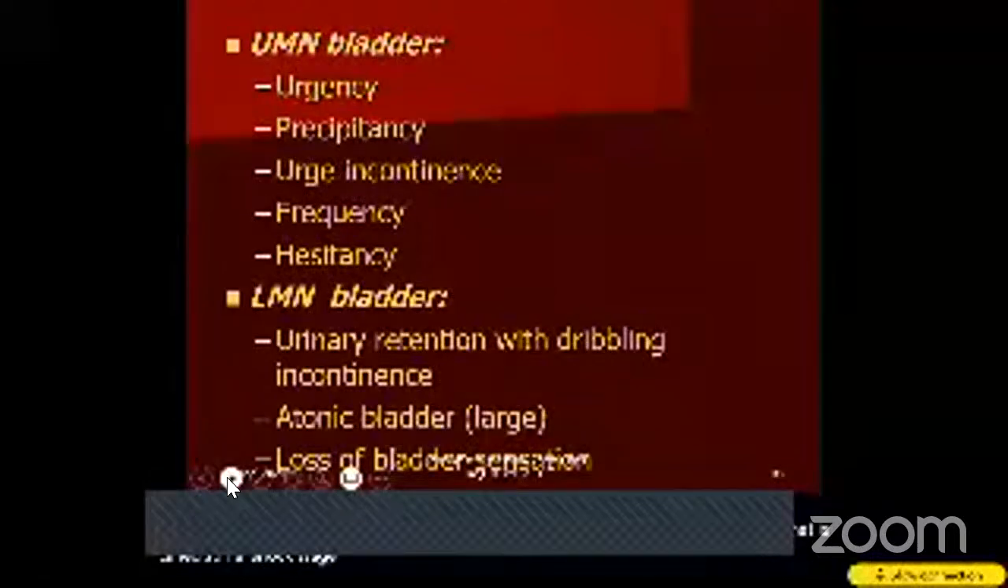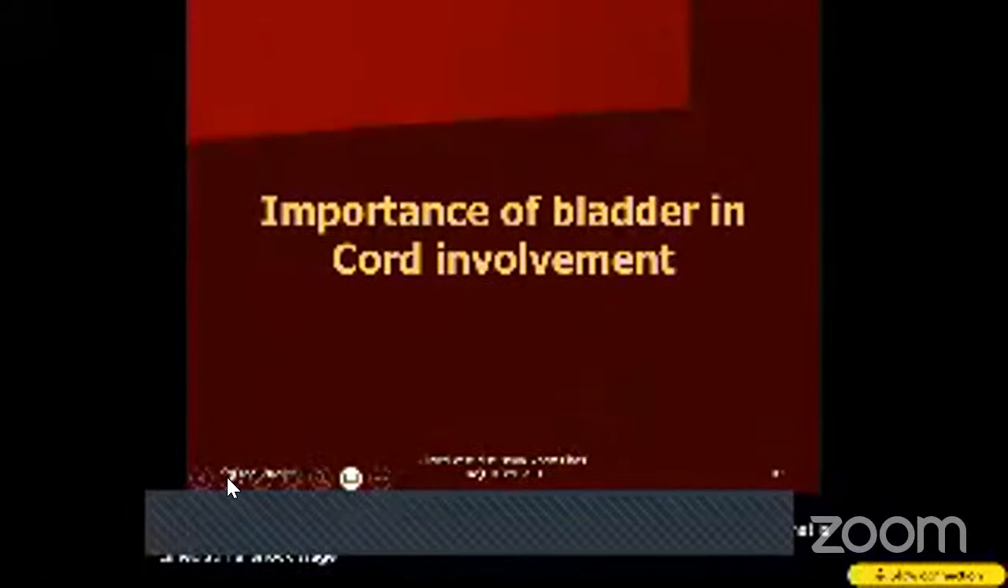What is the importance of bladder in cord involvement? What do you think? In this case, backache is 2 months, weakness is 1 month, and bladder dysfunction features almost 2 to 3 weeks. What is the importance of the bladder as far as intervention is concerned? Anybody raising a hand? What is the importance of bladder?